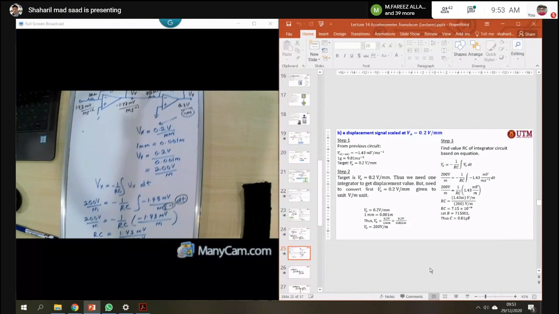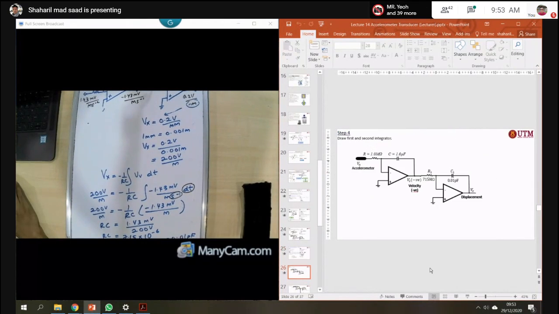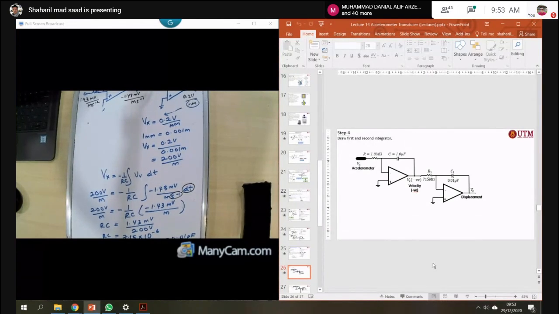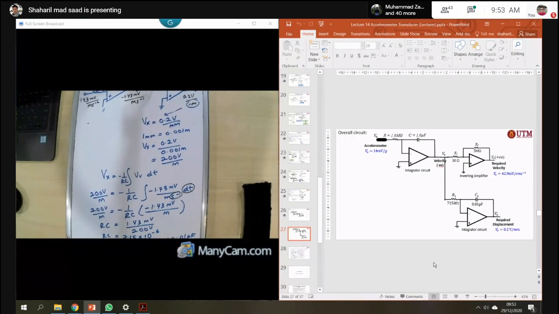Okay. Any question? All right. If you forgot it, you can look back at this slide. Okay. Any question? No. No question. Okay. This is the overall circuit, right? The overall circuit in order to get the velocity and also the displacement.